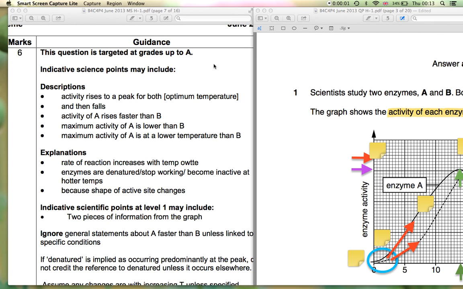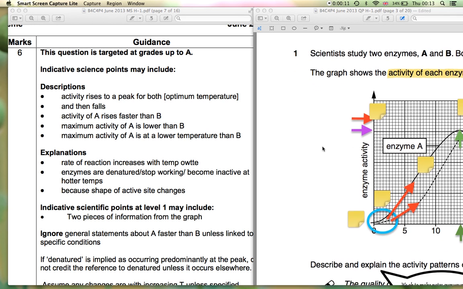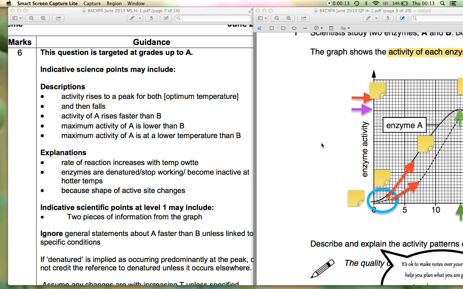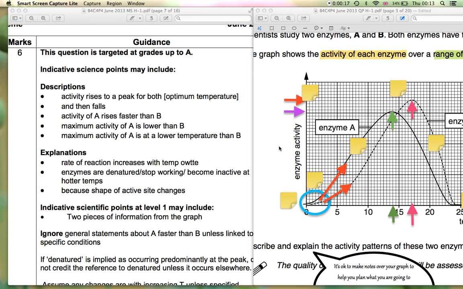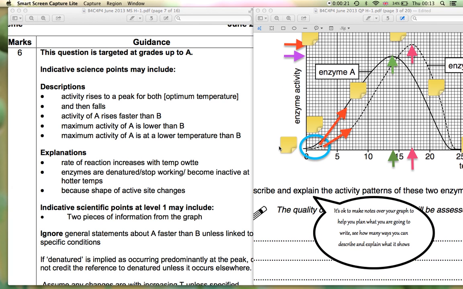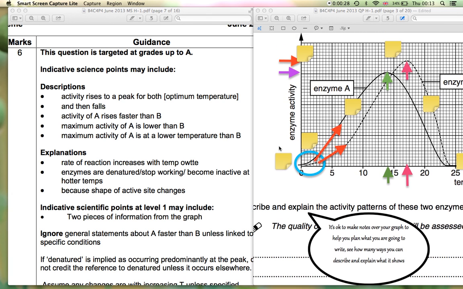Question 1. The first thing you need to do is make sure you've had a look at the graph and looked at however many ways you can describe and explain everything you can see before you start writing. It's okay to make notes all over your graph and write on it, colour it in, highlight stuff, just so you know what you're going to write about.